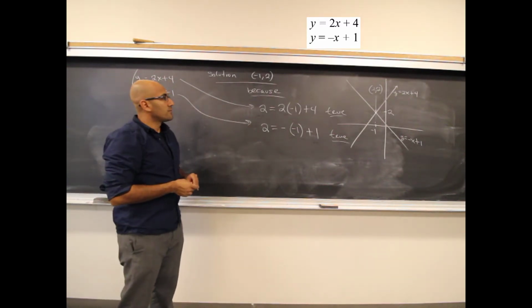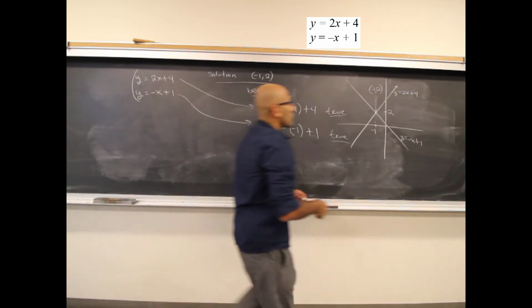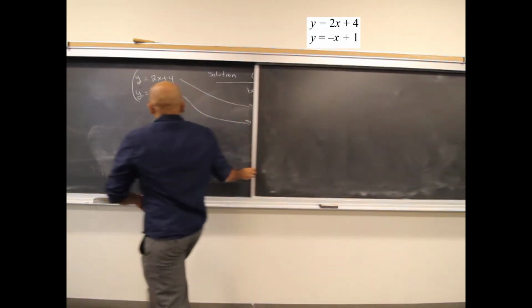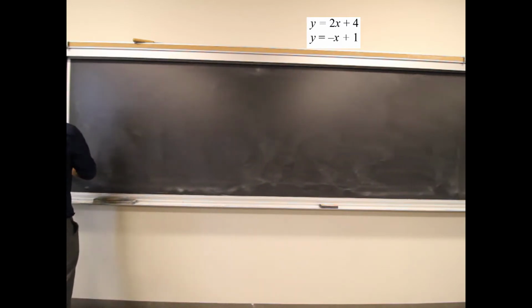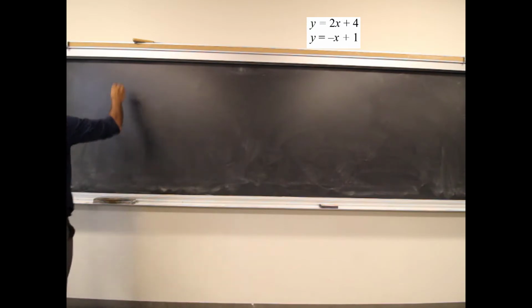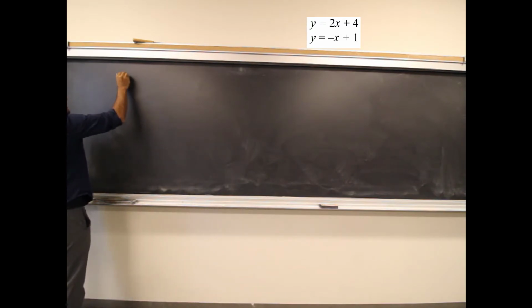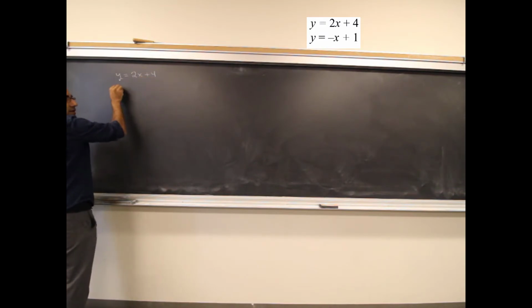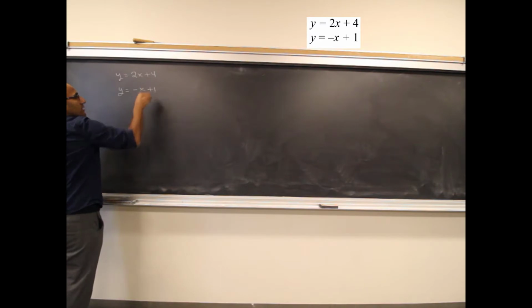Good? Okay, so let's start over again. Let's pretend we don't know the answer, but we sort of do anyway. So we're still solving this, the same thing: y equals 2x plus 4 and y equals negative x plus 1.